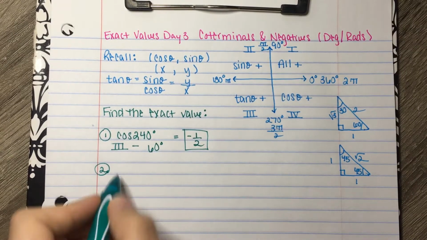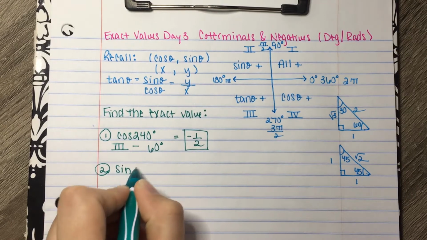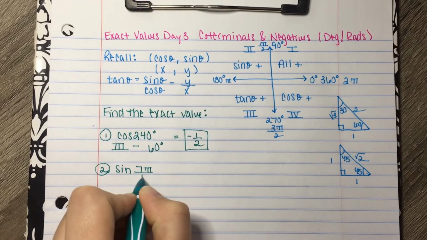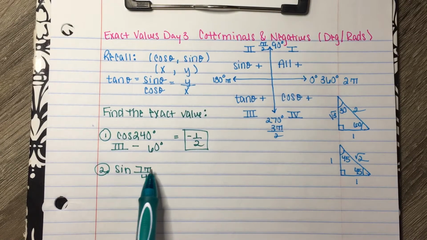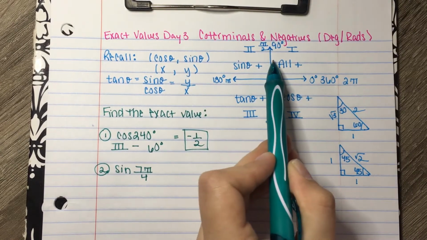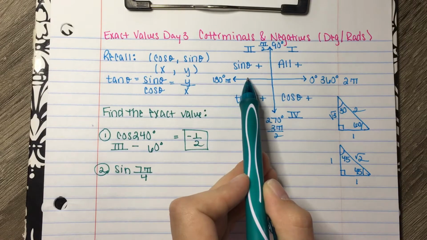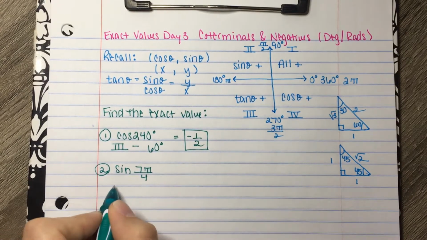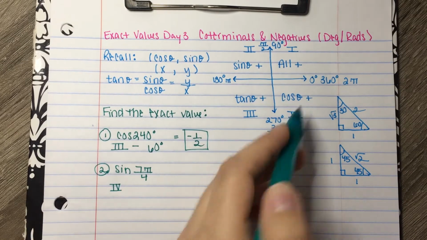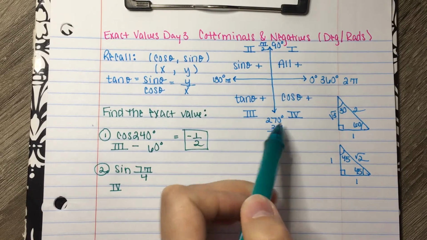Taking a look at number 2, let's do sine of 7 pi over 4. All right, it's a little harder to think in the radians, but we have 7 pi over 4. That means we pass 2 pi over 4, 4 pi over 4, 6 pi over 4, and here we are lying in quadrant 4. So it's helpful to get a common denominator with those quadrantal angles.